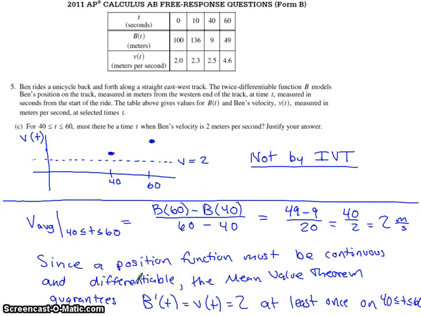The derivative of position is velocity, and we always have a velocity, either moving forward, positive velocity, backward, negative velocity, or not moving, zero velocity. So a position function must be continuous and differentiable. Therefore, by the mean value theorem, our instantaneous rate of change, velocity, the derivative of position, has to equal 2 at least once between 40 and 60, since that was our average rate of change for the function on that interval.